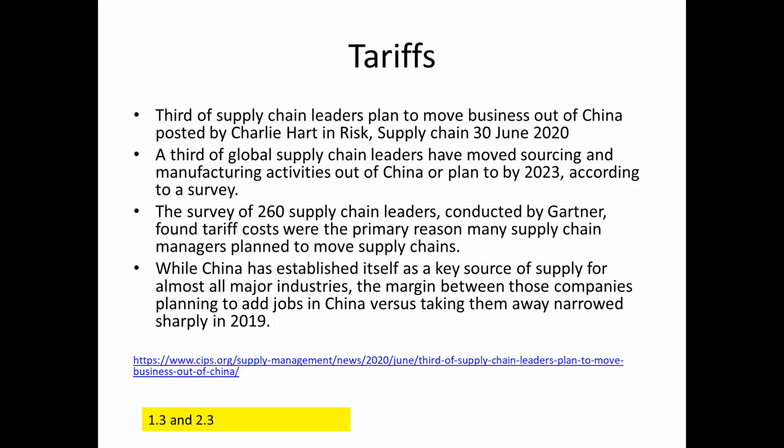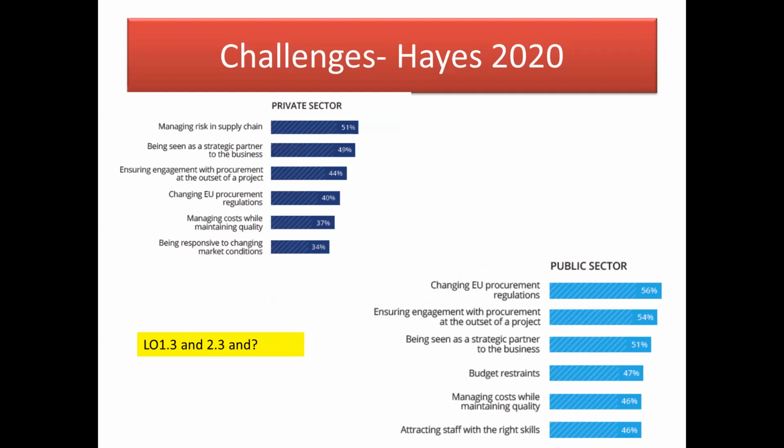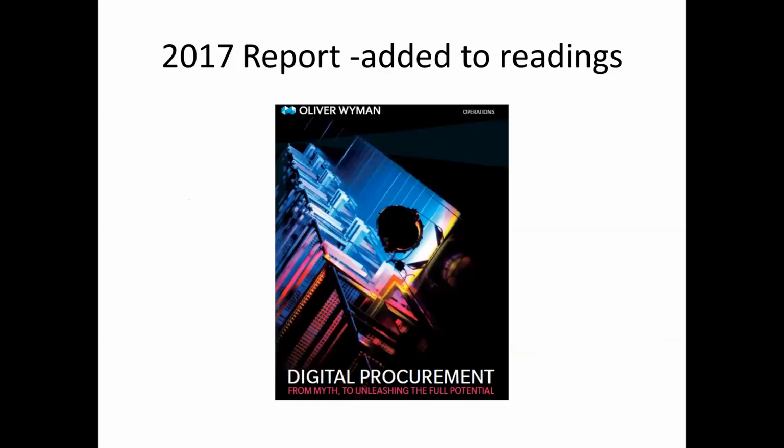So tariffs are there. And the key challenges from Hayes, which we looked at last week, were risk in the supply chain, changing EU procurement regs. Well, might not affect us. Managing costs. So be familiar with the Hayes stuff. Right. And that was just a very small bit on 1.3.